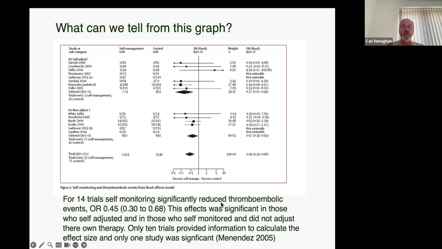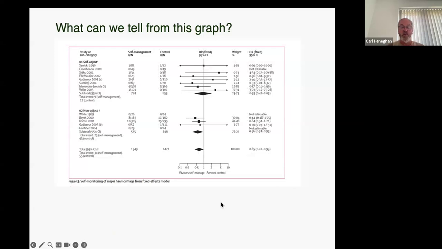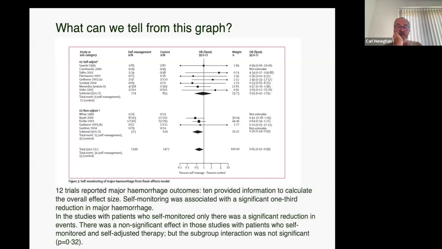So again, you could look at this one, which is the major hemorrhage. You would look at the major hemorrhages and see what happens and give a summary again. 12 trials reported on major hemorrhage outcomes. 10 provided information to calculate the overall effect size. Self-monitoring was associated with a significant, in layman's terms, one-third reduction in major hemorrhage. In the studies of patients who self-monitored only, there was a significant reduction. That's this group here. But if you look at the self-monitoring and self-adjust group, then actually there was no significant effect.